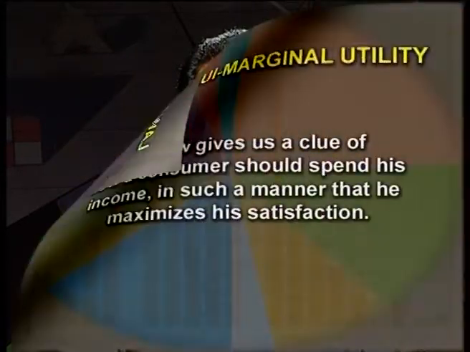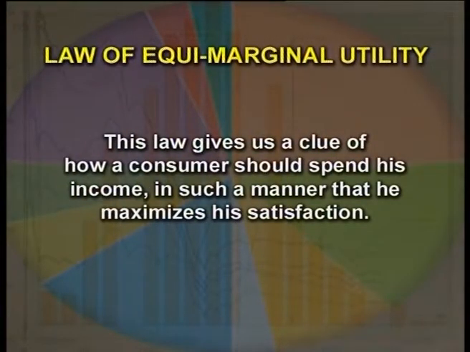In other words, a consumer, as we know, buys many items, many goods and services, and therefore the law tries to teach us how he should spread his money, how he should spread his income among the different goods, or how he should apportion his expenditure among different goods such that he maximizes his satisfaction. And therefore, this law gives us a clue of how the consumer should spend his income in such a manner that he maximizes his satisfaction.